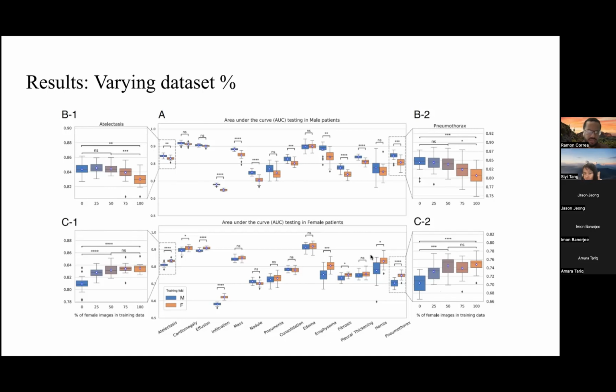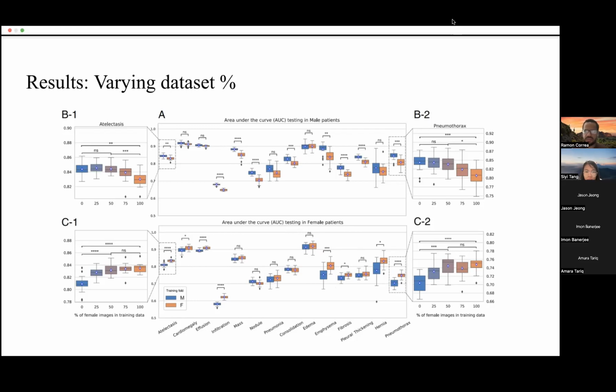So almost as if, and by showing that having an equal proportion of positive labels for each of the models.